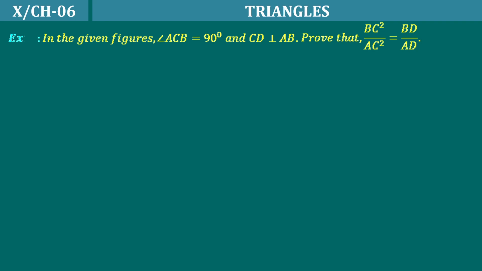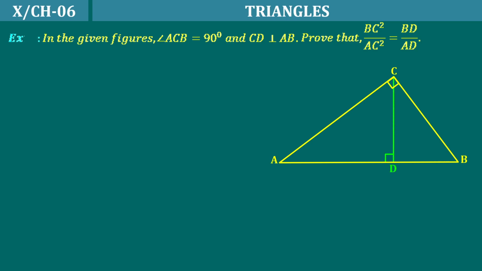Let us take one example on this. In the given figure, angle ACB is 90 degrees, CD is altitude to AB. Prove that BC square by AC square equals BD by AD. Let us see the figure first. This is a common figure, a right angle triangle, right angle.